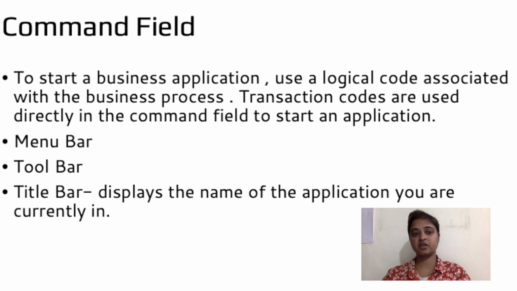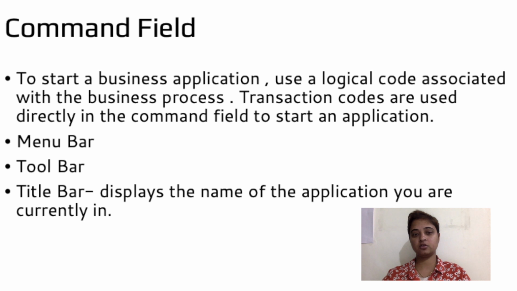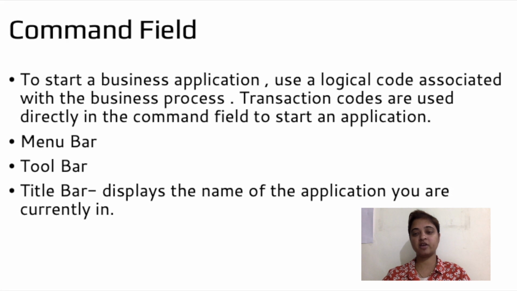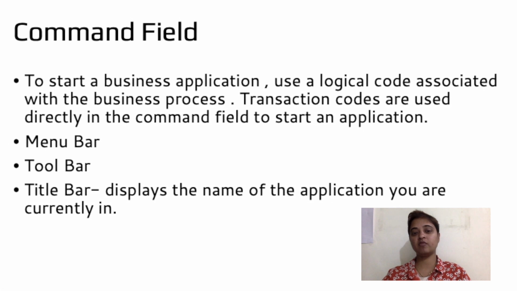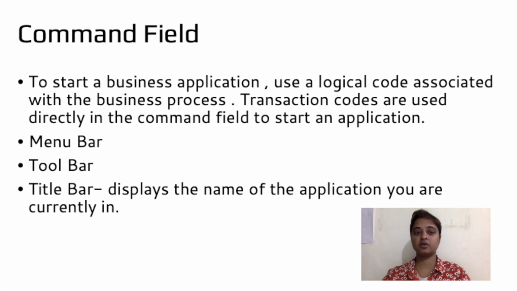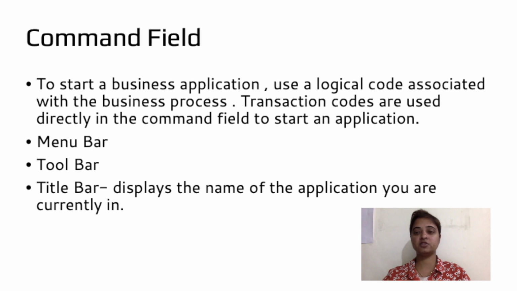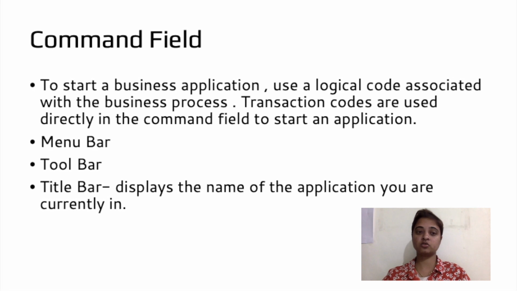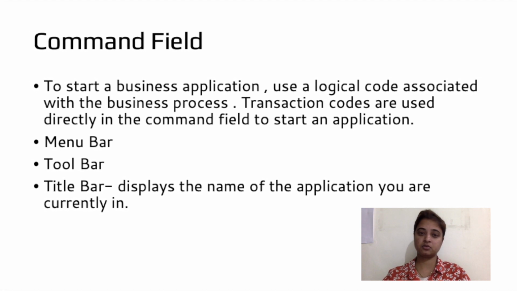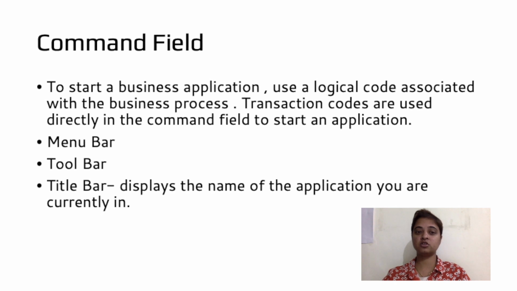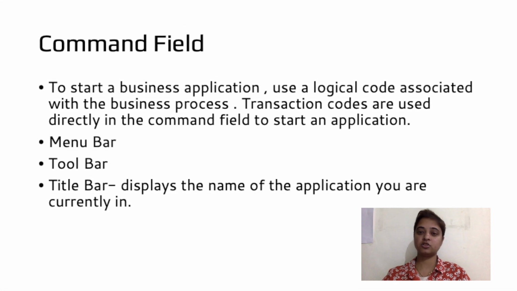SAP GUI consists of a menu bar, toolbar, and title bar, which displays the name of the application that you are in. And to start a business application, there is a command field which uses a logical code associated with the business process. Transaction codes are used directly in the command field to start an application.